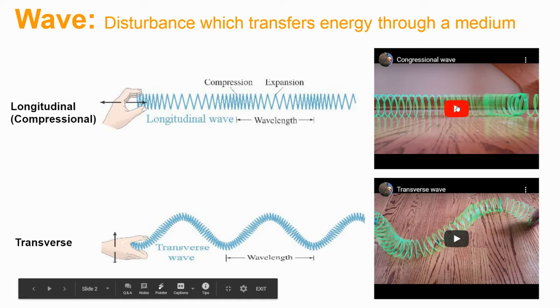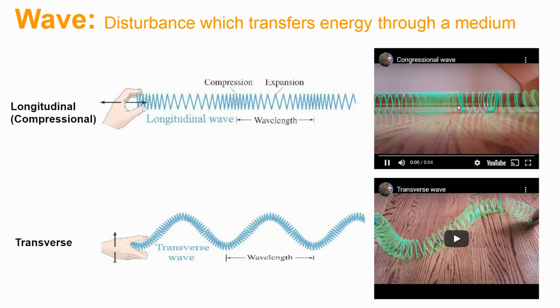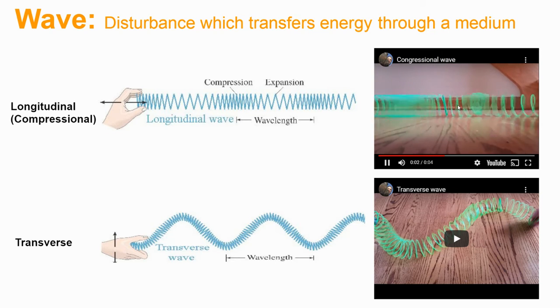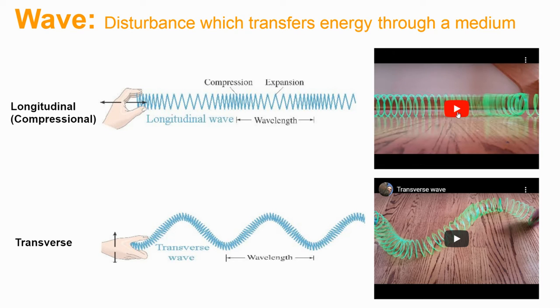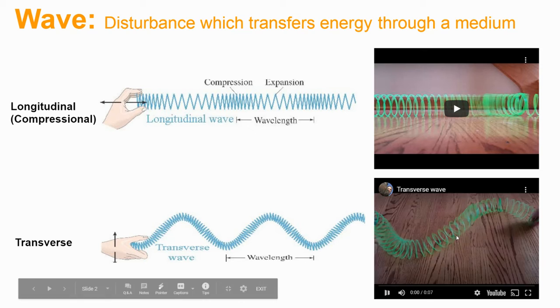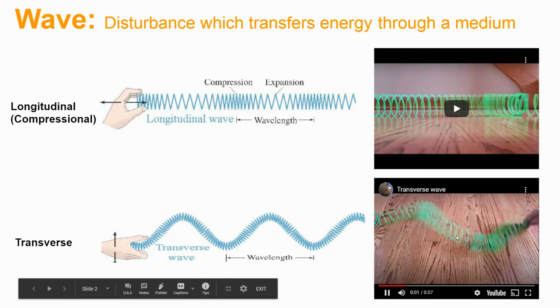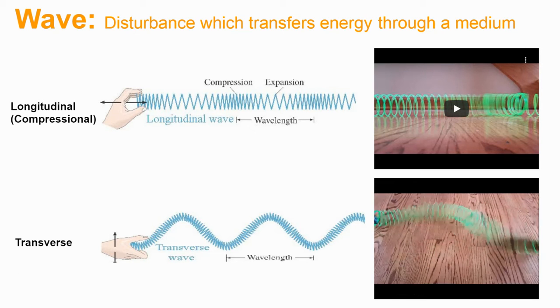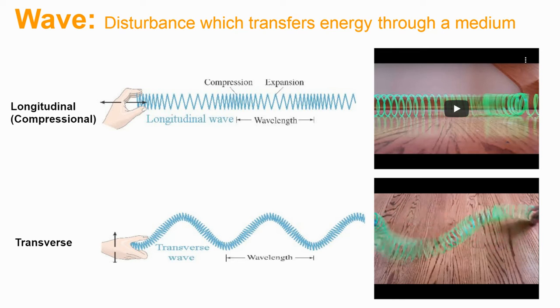In the longitudinal wave, the slinky is moving in the same direction that the wave is traveling. In the video, you can see how the coils of the slinky come together and move apart as energy or disturbance passes. In a transverse wave, the slinky is moving back and forth at right angles to the movement of the wave. You can see it moving up and down.